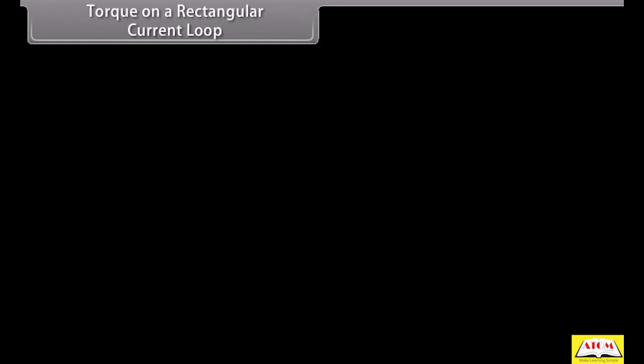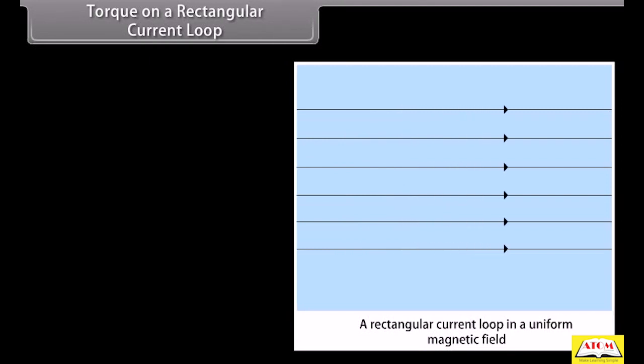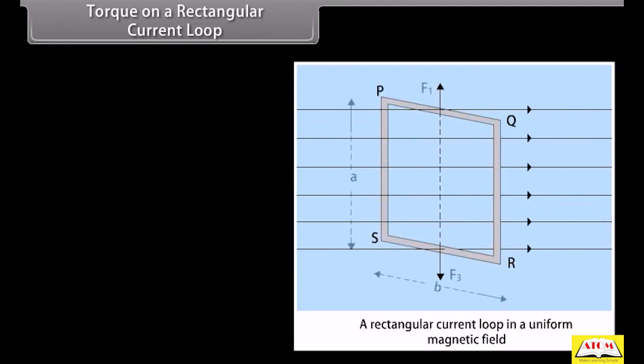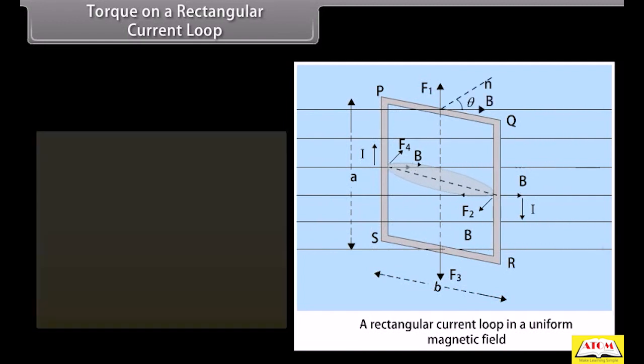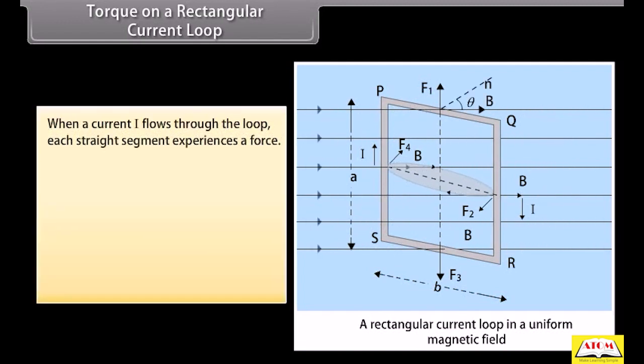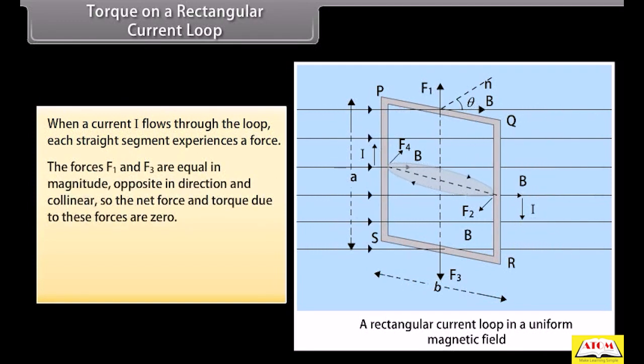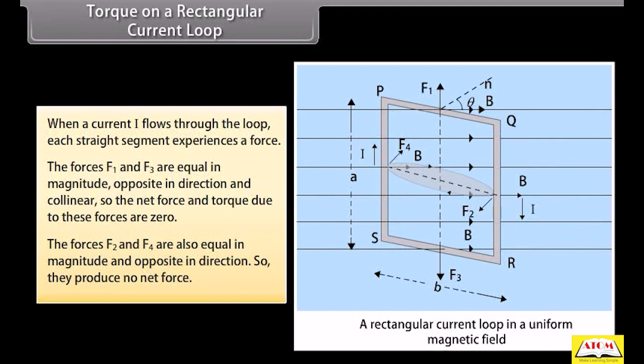Torque on a rectangular current loop. We consider a current-carrying rectangular loop PQRS of sides a and b placed in an external uniform magnetic field B. The normal to the plane of the loop makes an angle theta with B. When a current I flows through the loop, each straight segment experiences a force. The forces F1 and F3 are equal in magnitude, opposite in direction and collinear, so the net force and torque due to these forces are zero. The forces F2 and F4 are also equal in magnitude and opposite in direction, so they produce no net force.